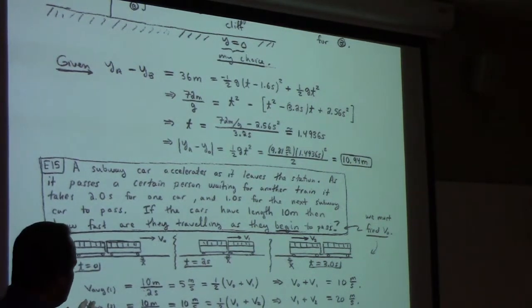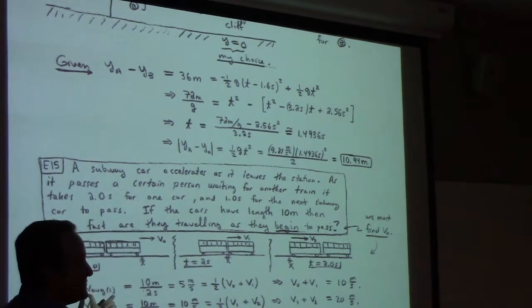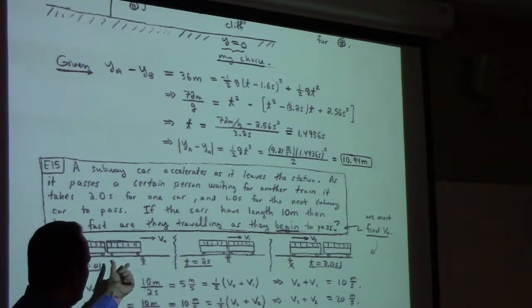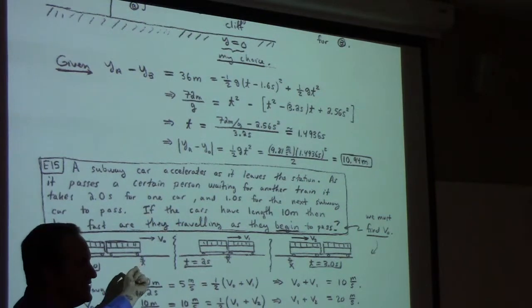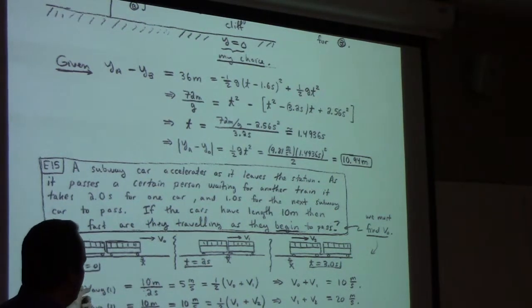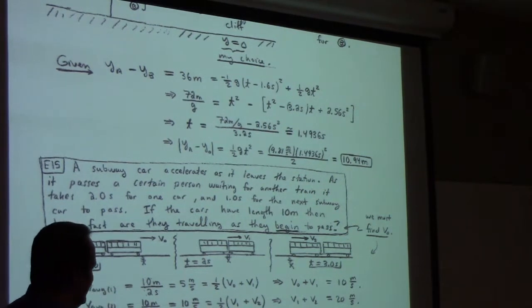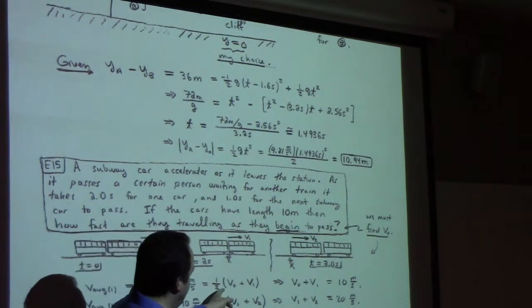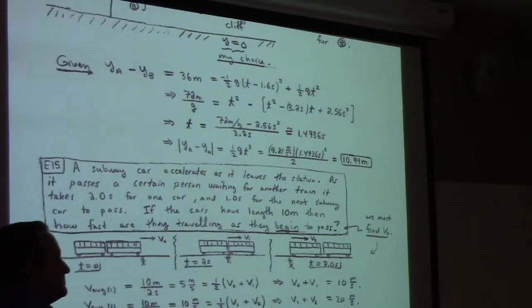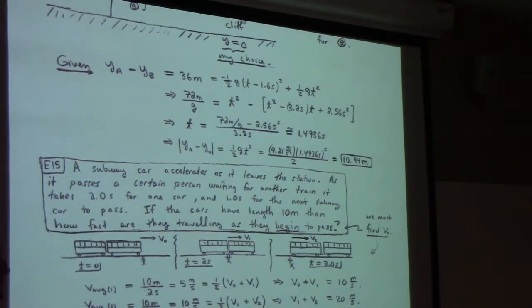The average velocity over the first 2 seconds is what? How far does the train go in the first 2 seconds? It goes 10 meters, right? So the average velocity from time 0 to time 2 is 5 meters per second. But you know what else it is? It's 1/2 (v naught plus v1). The average velocity is the average of the velocities in the constant acceleration case.